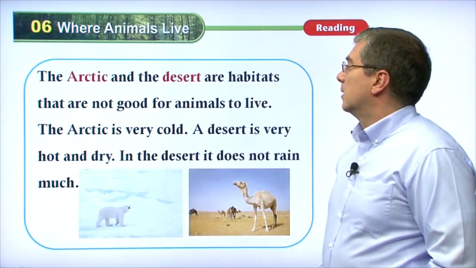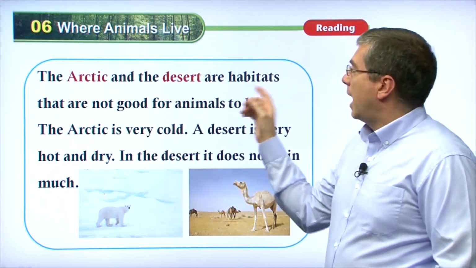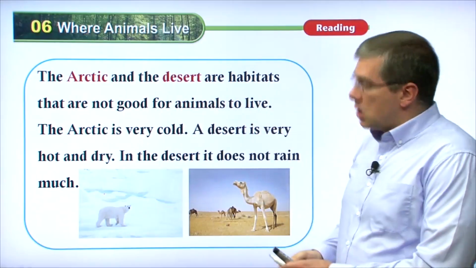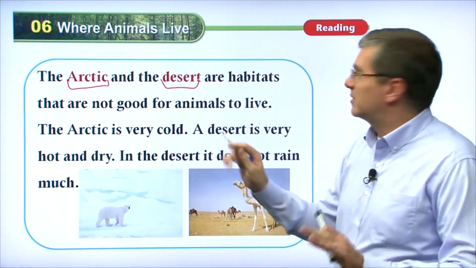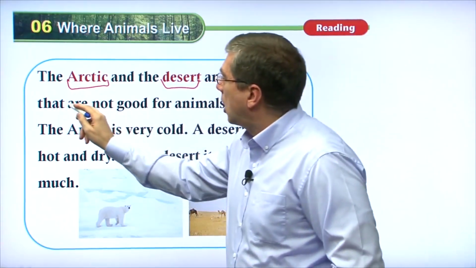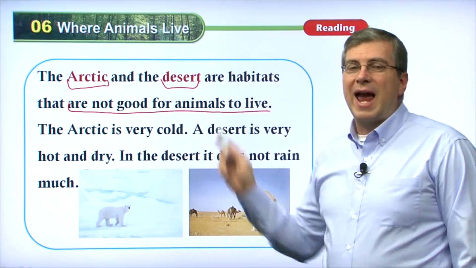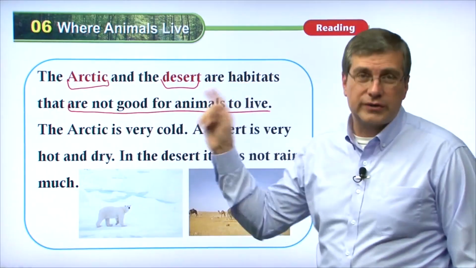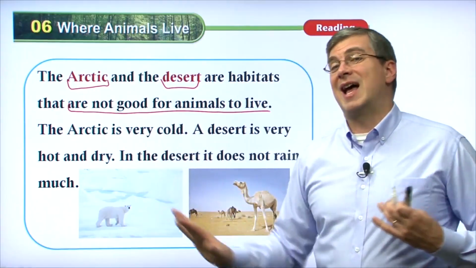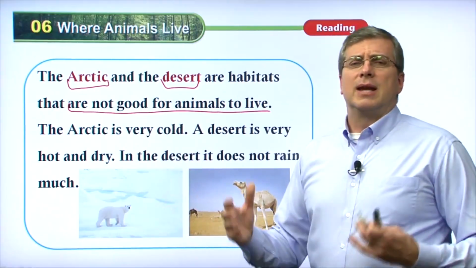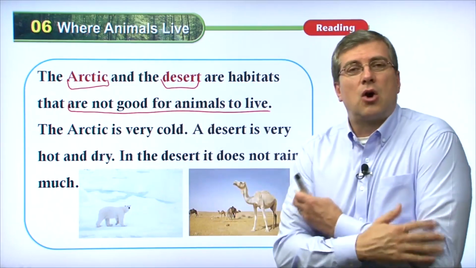Okay? Okay, the Arctic and the desert, two more habitats that we're going to talk about, are habitats that are not good for animals to live in. Notice they're grouping these two, the Arctic and the desert. They're putting them in the same sentence because they are both not good for animals to live in. It's difficult for animals to live in the Arctic, and it's also difficult for animals to live in the desert. Even though they are very different types of habitat, they are similar in the fact that they are hard to live in.